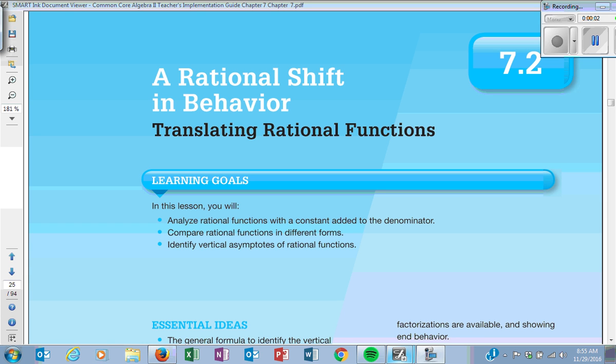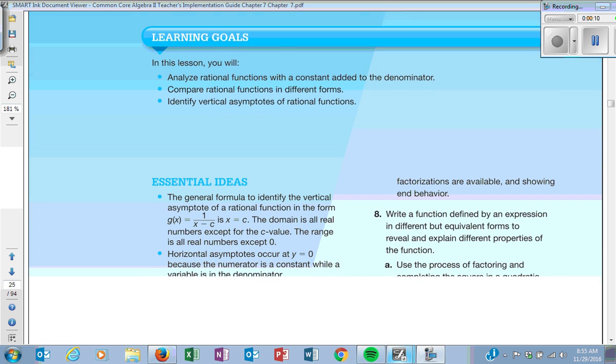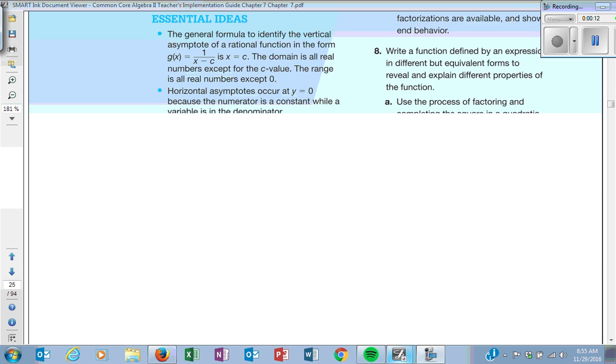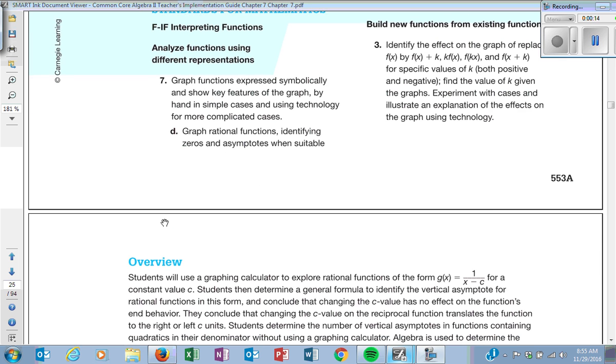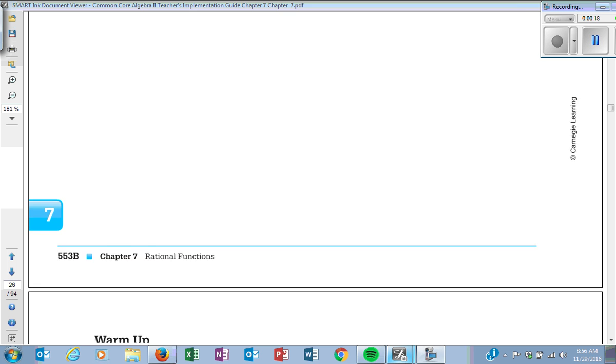We are starting in 7.2. We're just going to continue on with basically what we did from 7.1. We're just going to get a little bit more familiar with these guys. There's going to be some new things that pop up today, but the concept should still be very, very similar to what we've talked about in the previous lesson.